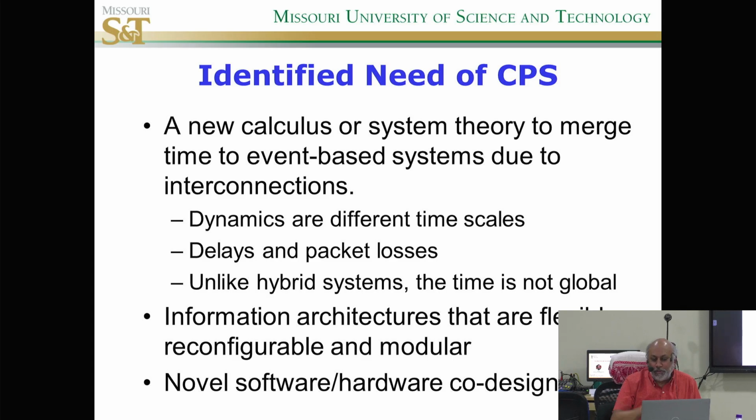Okay, dynamics at different time scales. There are delays. These delays are random because the network that you're operating, a computer or a communication network, is basically modeled as a stochastic system. Most physical systems are modeled as deterministic. So there's a difference between a deterministic system and a stochastic system.